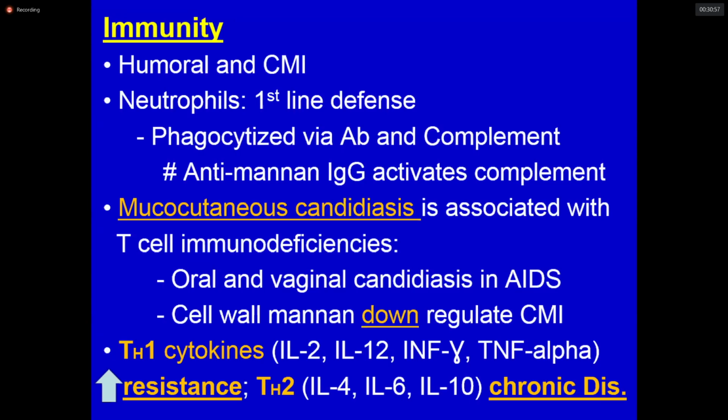You know, we have cytokines. The T cells have got Th1 and Th2. I am sure that you know Th1 and Th2 from your immunology. Th1 cytokines, which are interleukin 2, interleukin 12, interferon gamma, tumor necrosis factor alpha, increase in the production of these cytokines will increase resistance of the body, and increase in the production of cytokines of Th2 type, that is to say interleukin 4, interleukin 6, and interleukin 10, can be associated with a chronic disease.